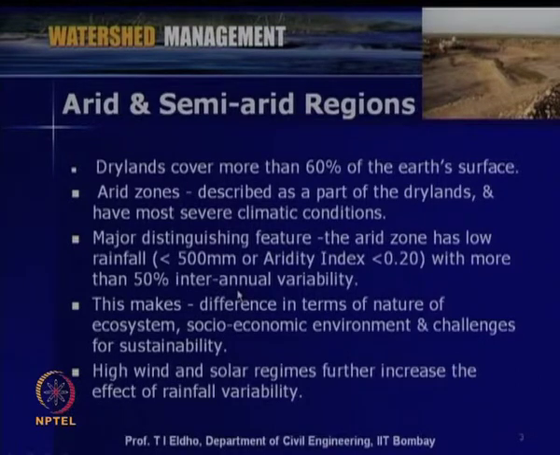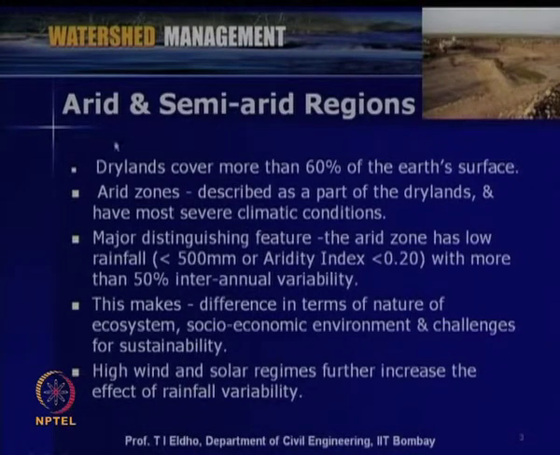We have discussed various issues related to sustainability. We can see that in these arid regions, it is such a fragile ecosystem. A lot of challenges will be there when we discuss watershed management in terms of socio-economic and environmental aspects or land use aspects. Some of the peculiarities of these arid and semi-arid regions include high winds and solar regimes, and this further increases the effect of rainfall variability. So, arid region is where the rainfall is less than 500 mm. Semi-arid region will be slightly more than 500 mm, maybe up to 750 mm average annual rainfall.